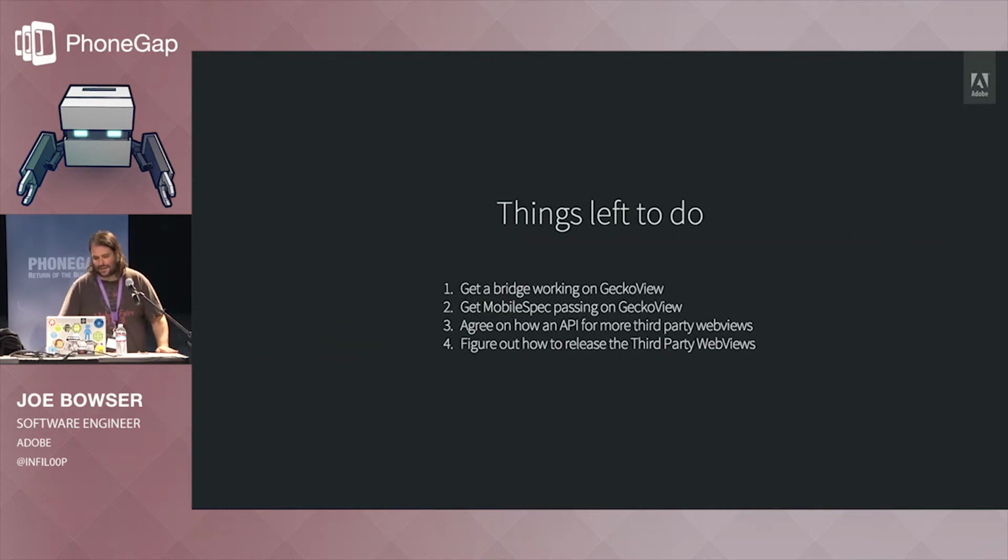But that's basically it. Right now we're still going over the last details of the API, and we're trying to figure out how to release third-party web views. Cordova is an Apache project, released under the Apache license. Third-party web views are going to be third-party, released under whatever license they have, like LGPL or MPL. So they'll be on other repos and part of the ecosystem.